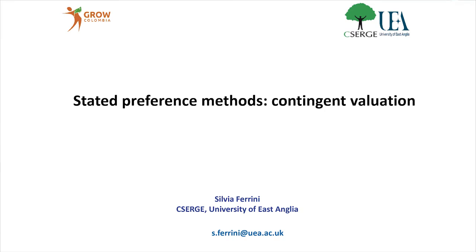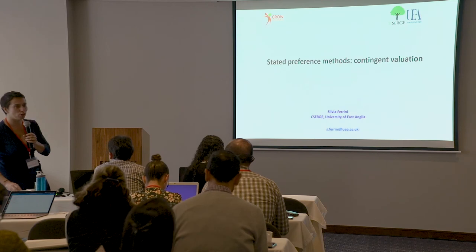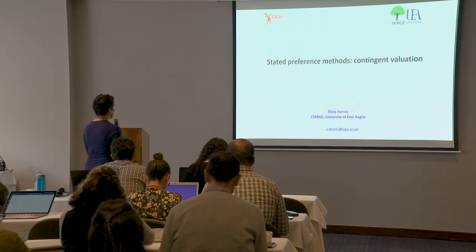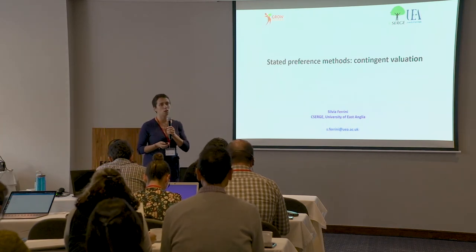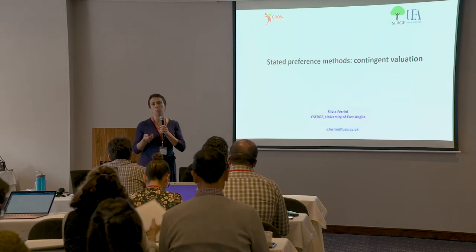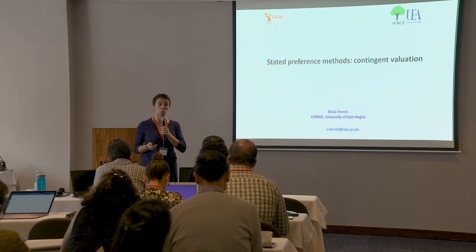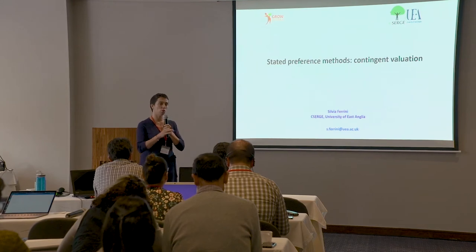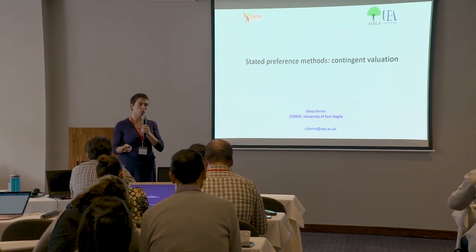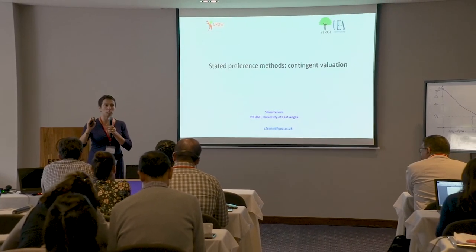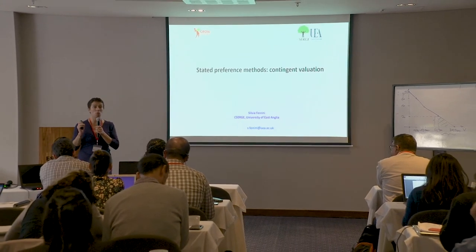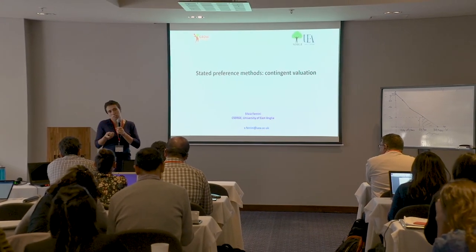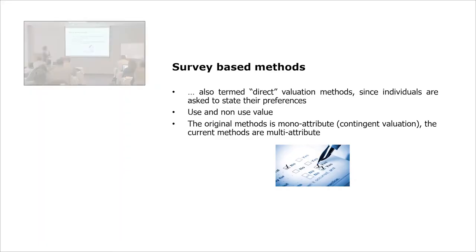Contingent valuation, very controversial, but also very attractive, is the top class. And by top class, I mean it is the most popular. If you go on Google and do a Google search about valuation methods, that's for sure a top class. So it's the most used method for valuing environmental ecosystem services and environmental resources.